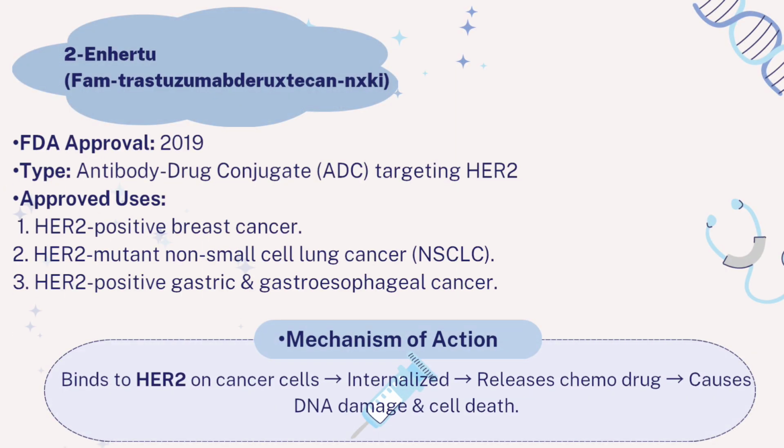2. HER2 type. Antibody-drug conjugate targeting HER2. Approved uses: 1. HER2 positive and HER2 low metastatic breast cancer. 2. HER2 mutant non-small cell lung cancer. 3. HER2 positive gastric and gastroesophageal cancer. Mechanism of action: binds to HER2 receptors on cancer cells, gets internalized inside the cell, releases a chemotherapy drug directly inside the tumor, causes DNA damage and triggers cancer cell death.